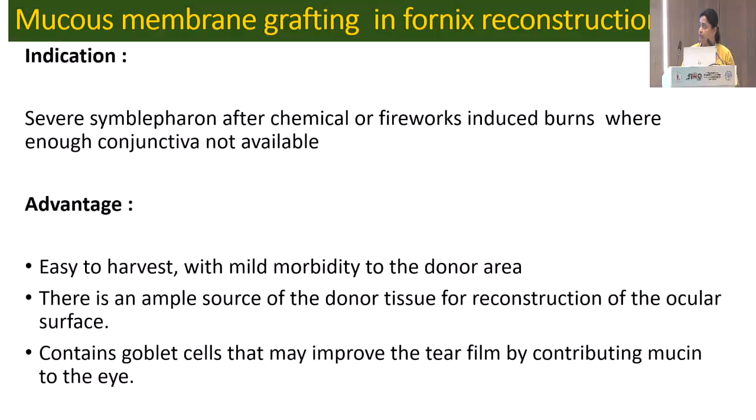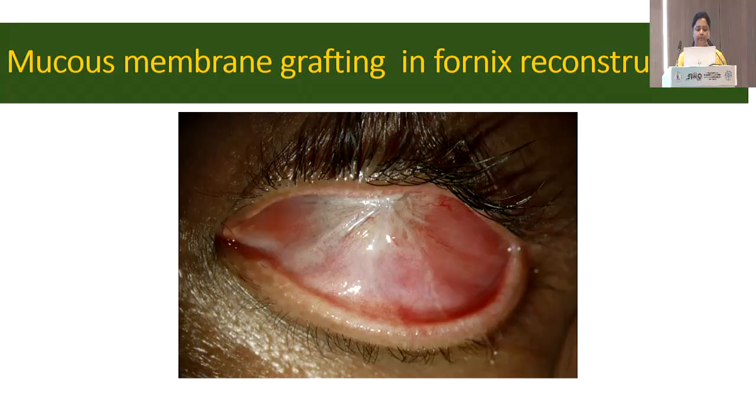So next is mucous membrane grafting. The indications of mucous membrane grafting are severe symblepharon after chemical injury or firework injury. Here the advantage is it is easy to harvest with mild morbidity to the donor area. It has an ample source of donor tissue for reconstruction of the ocular surface. It contains goblet cells, which may improve the tear film.